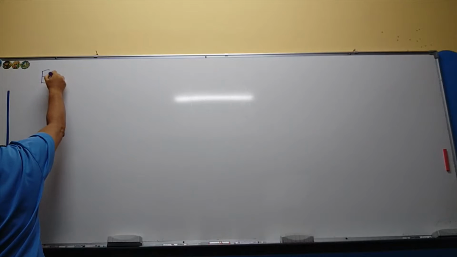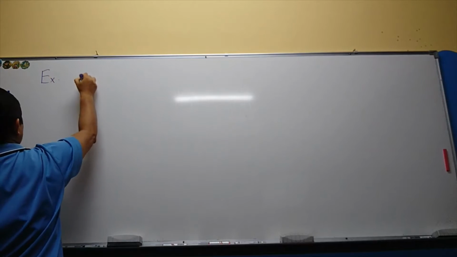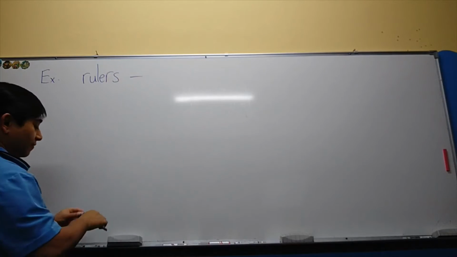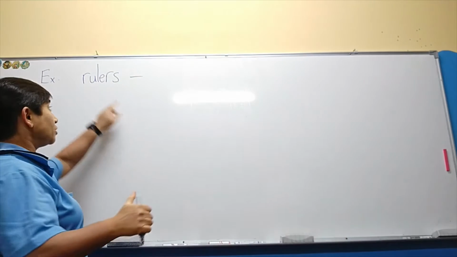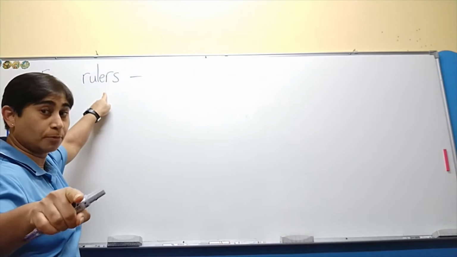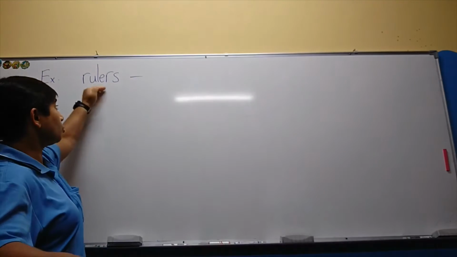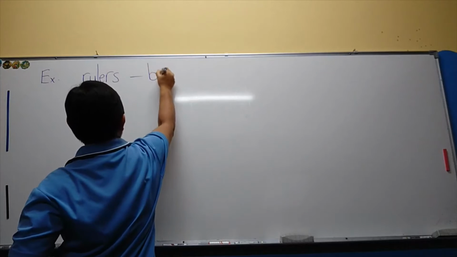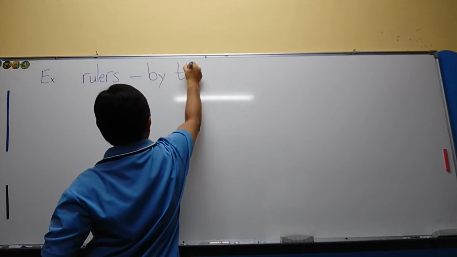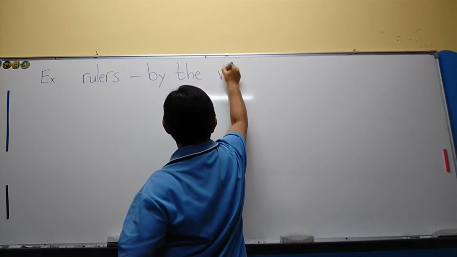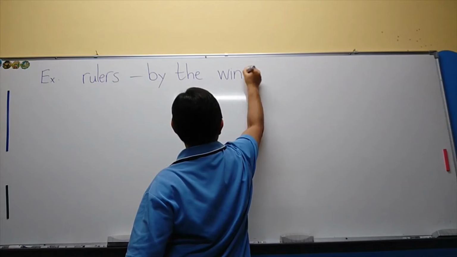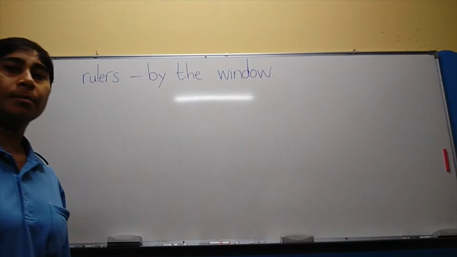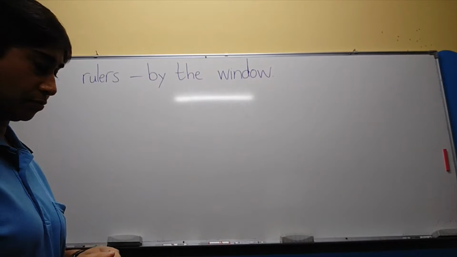Example. Rulers. Okay, you have a line. You don't need to write rulers. You have rulers in your book. You just write it next to or you write it under. By the window. By the window. By the window.